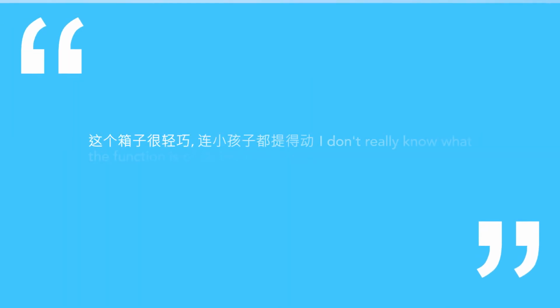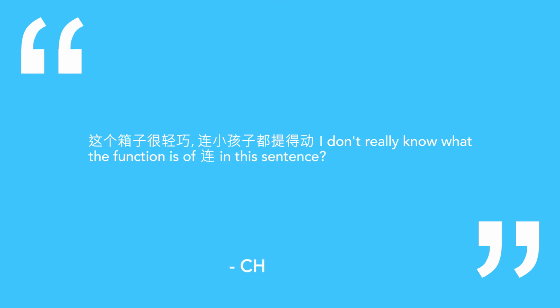Christine on Vocab Unlocked from 巧这个祥子很轻巧，连小孩子都提得动. Right, so she says, I don't really know what the function of 连 is in this sentence. So the first part of the sentence is really straightforward. It's this box is light. It's as opposed to heavy, right?